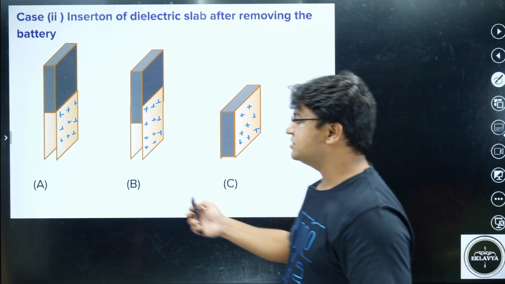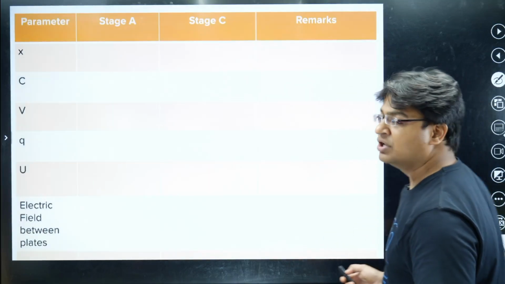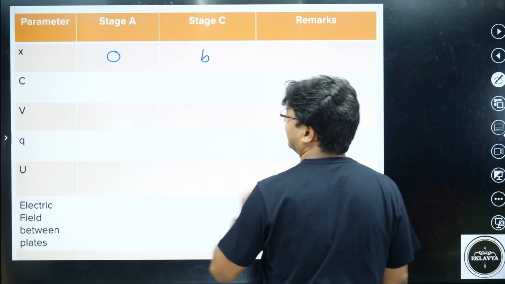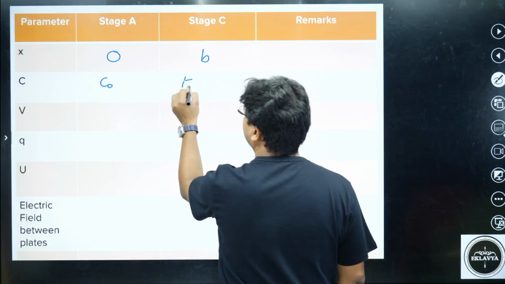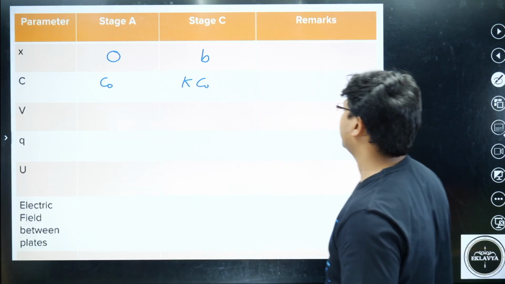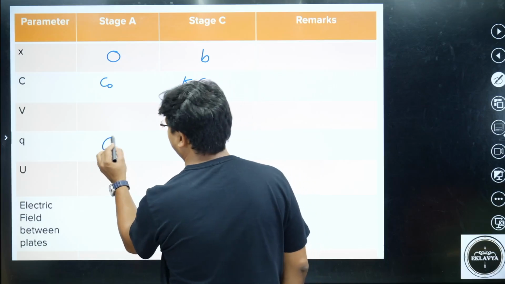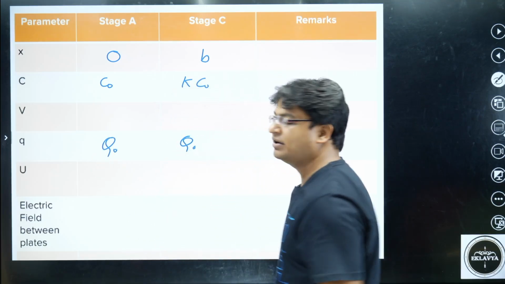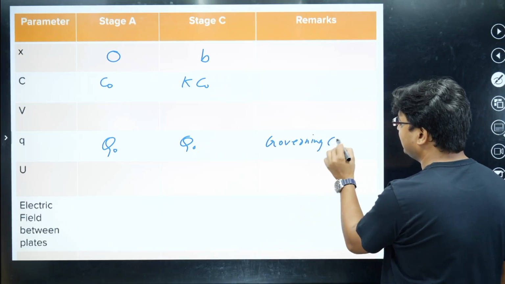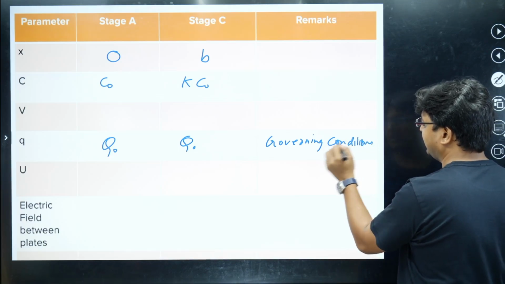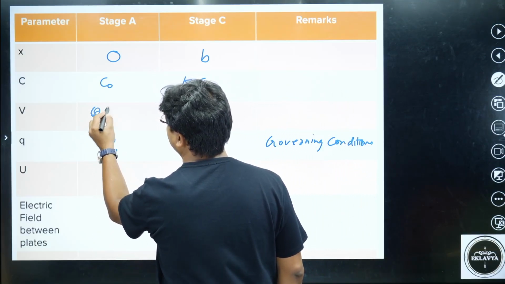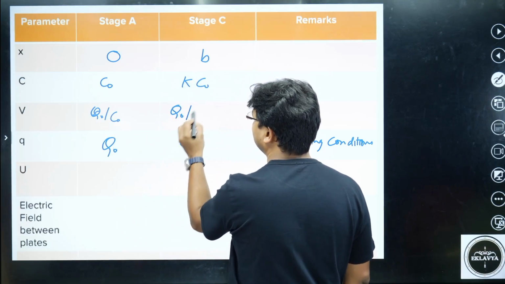So again, 3 stages, and again we will decide different values. In stage A, X is again 0. In stage C, it is again B. Here the capacitance is again C naught. Here it is K times C naught. Before we can talk about potential difference, we need to talk about the charge. Whatever charge was present on the plate, that remains the same, and this is the governing condition. That means other values need to change keeping this in mind. For example, the potential difference between the plates, which was earlier Q naught by C naught, has now become Q naught by K C naught.